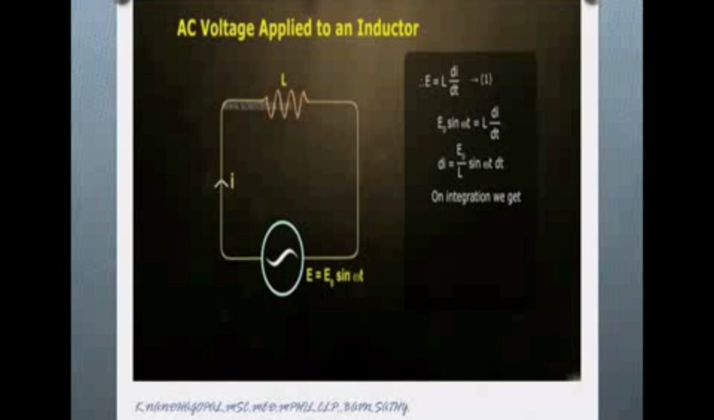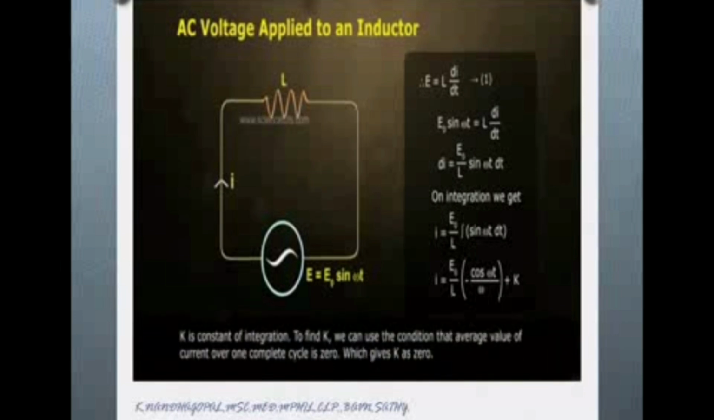On integrating both sides, because we need the current, I is equal to E0 by L integral of sin omega t dt. E0 by L is a constant. Integrating sin omega t dt, you will get minus cos omega t divided by omega plus a constant. So I equal to E0 by L times minus cos omega t by omega plus a constant.